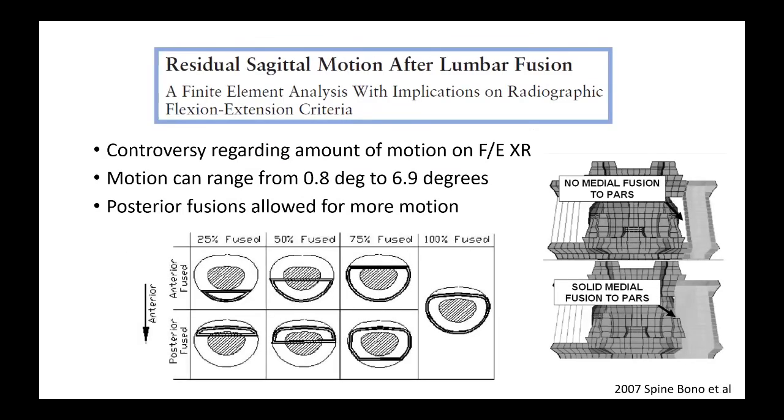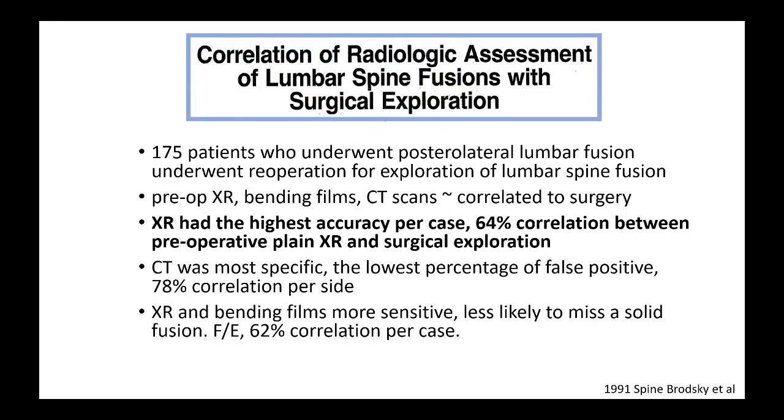To touch base about the flexion extension views, I think there's some debate in the literature as to the exact cutoffs. This was a finite element analysis that simulated motion at L3-L4 with several variations of incomplete fusion. Depending on the surgical technique, whether it was ALIF, interspinous fusion, or posterolateral fusion, and the completeness of the fusion, motion could range anywhere from 0.8 degrees to 7 degrees. And posterior fusions actually allowed for more motion. So even though the FDA has a 4-degree cutoff, it really can potentially be higher.